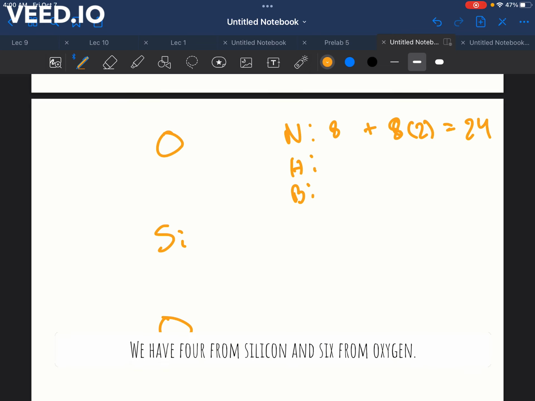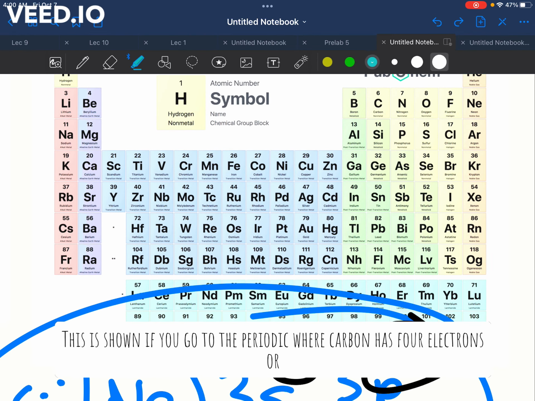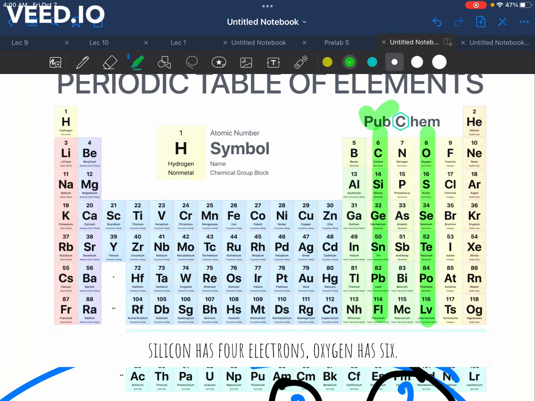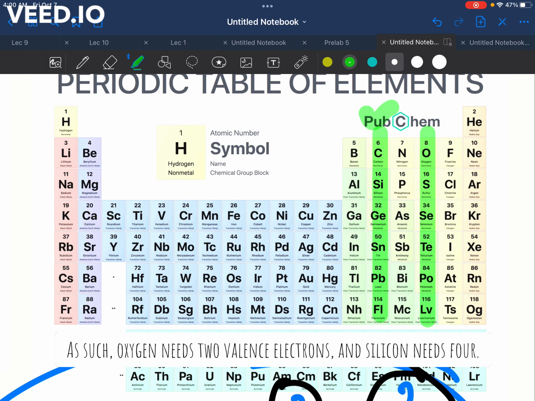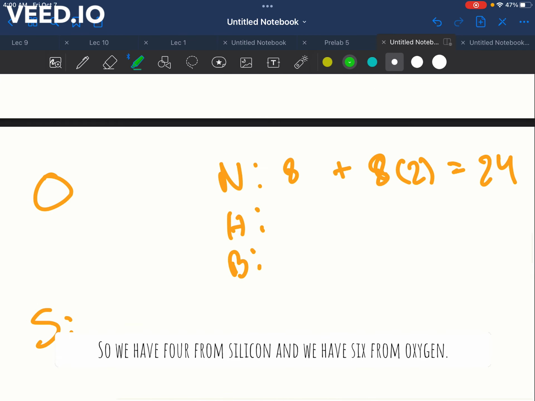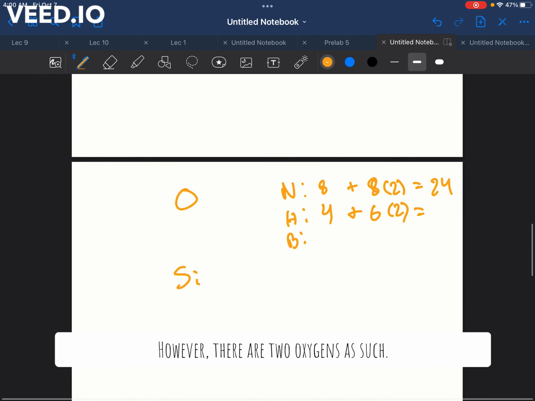We have 4 from silicon and 6 from oxygen. This is shown if you go to the periodic table, where silicon has 4 electrons and oxygen has 6. As such, oxygen needs 2 valence electrons, and silicon needs 4. So we have 4 from silicon, and we have 6 from oxygen. However, there are 2 oxygens. As such, 6 times 2 is 12, plus 4 is 16.